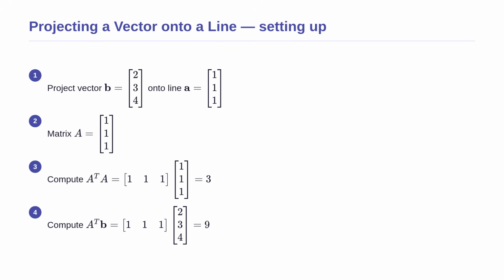Let us look at a slightly different geometric problem using the same formula. We want to find the orthogonal projection of a vector B floating in three-dimensional space onto a line spanned by vector A. Here, our matrix A is just a single column vector A. We want to find a scalar multiplier x hat. We define A and B and then compute our pieces. A transpose times A is just the dot product of the vector with itself, giving 3. A transpose times B is the dot product of the two vectors, which equals 9.